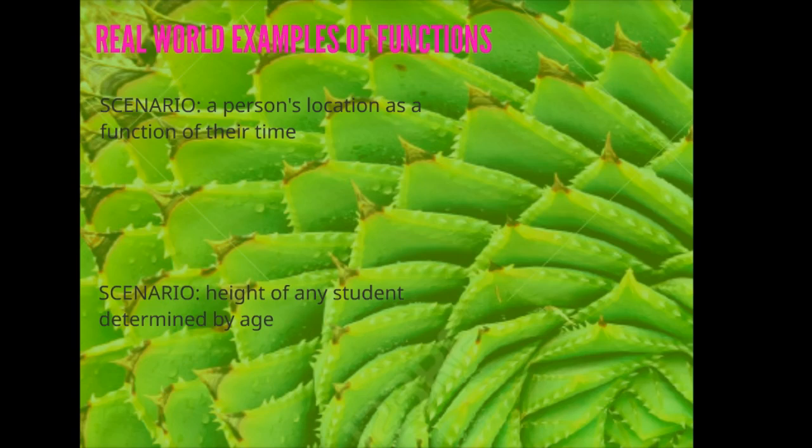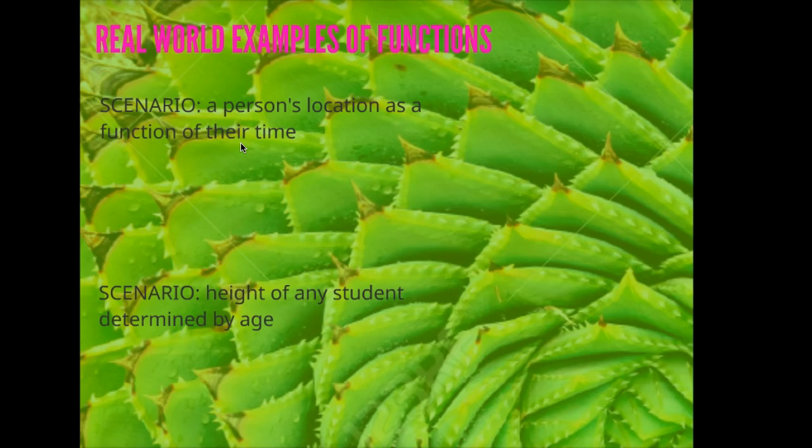So our first scenario is a person's location as a function of their time. When we're considering real-world scenarios, our first step is going to be to identify the inputs and the outputs of our function.